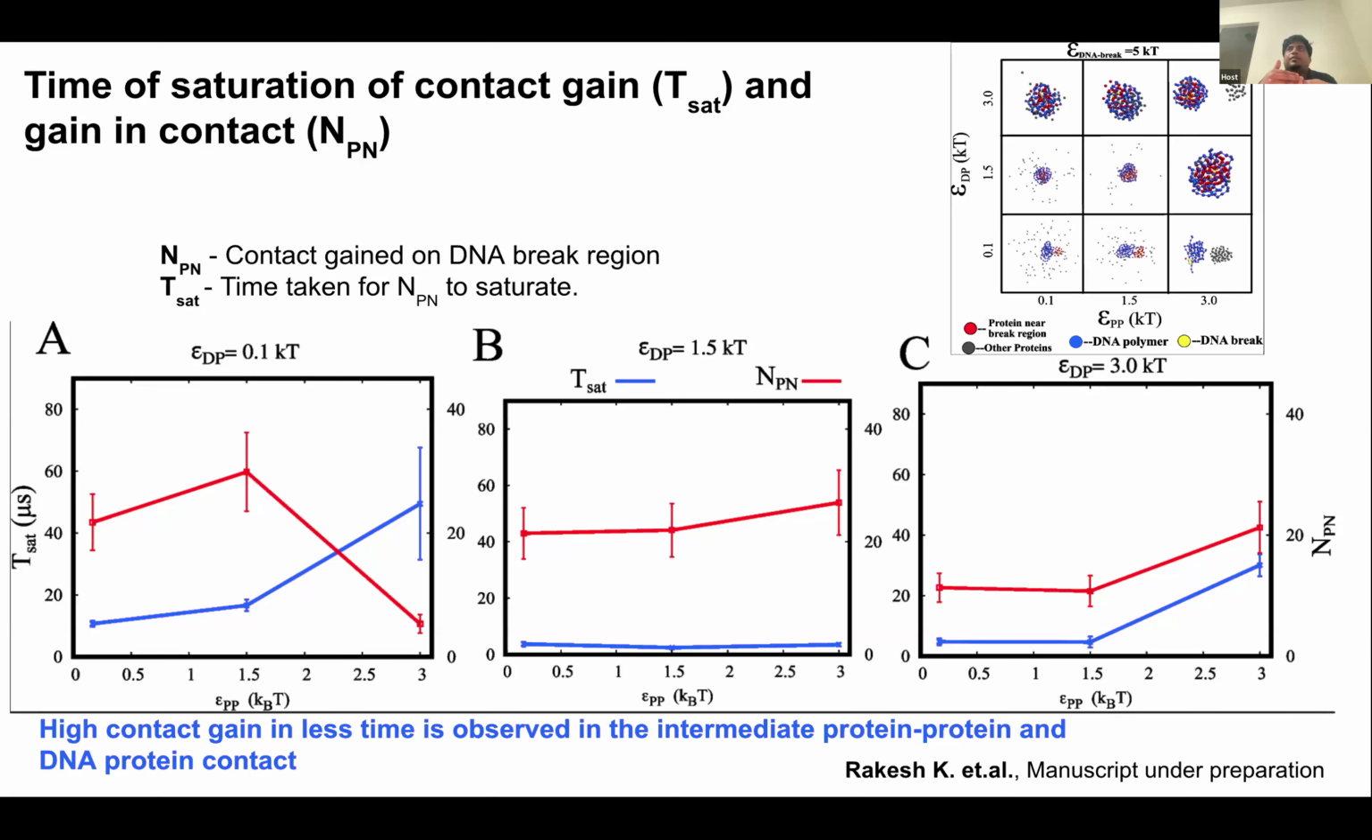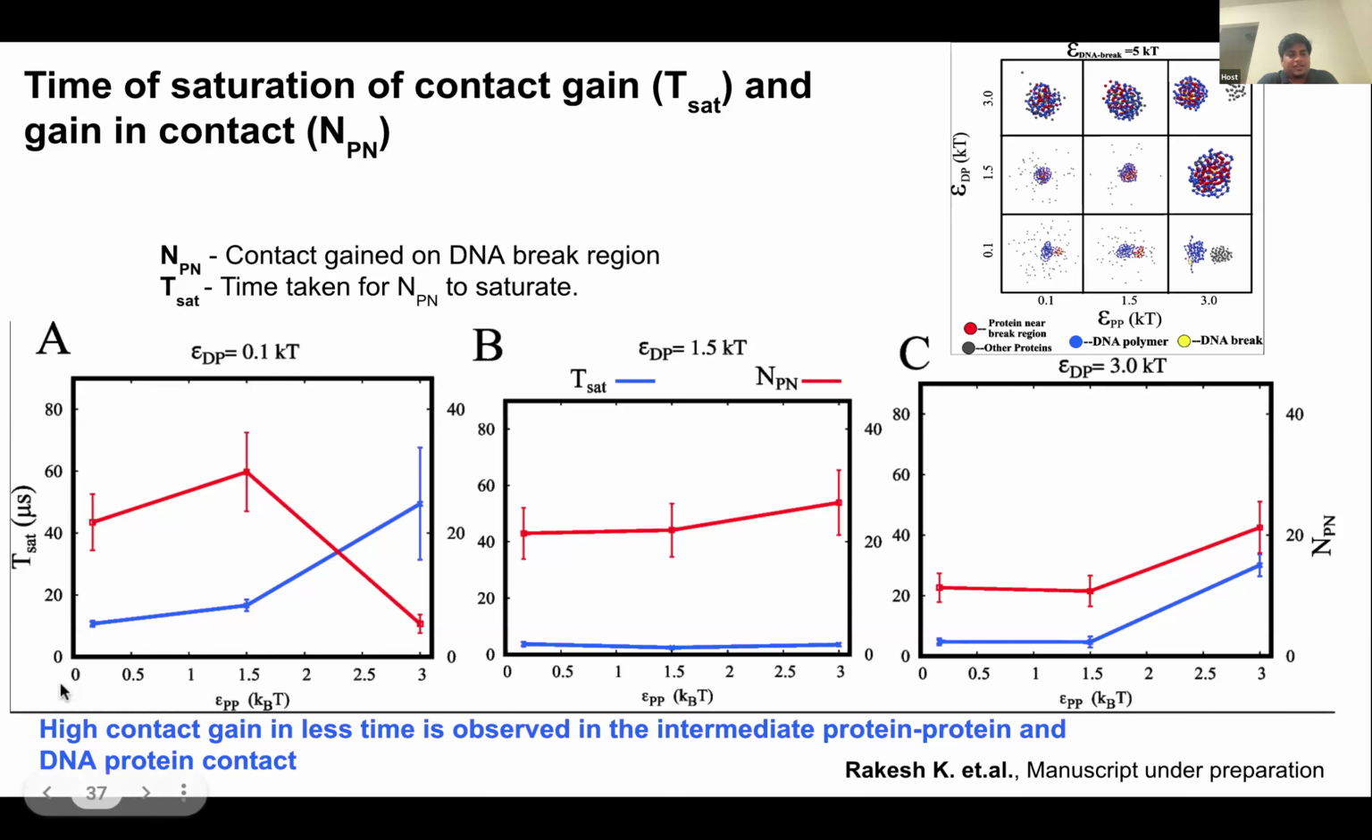This will say whether the phase separation was helpful or not. What kind of interaction will bring the protein to the break region very quickly? From this, what we need is the NPN, the contact gain, to be larger and TSAT, the time, to be lesser.